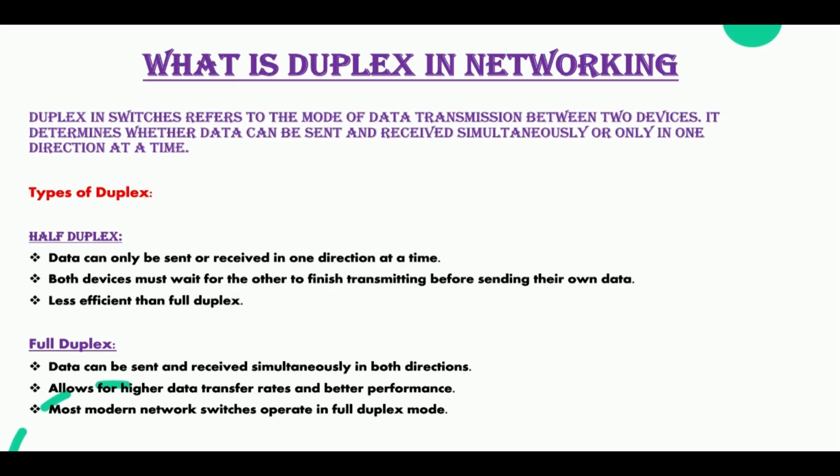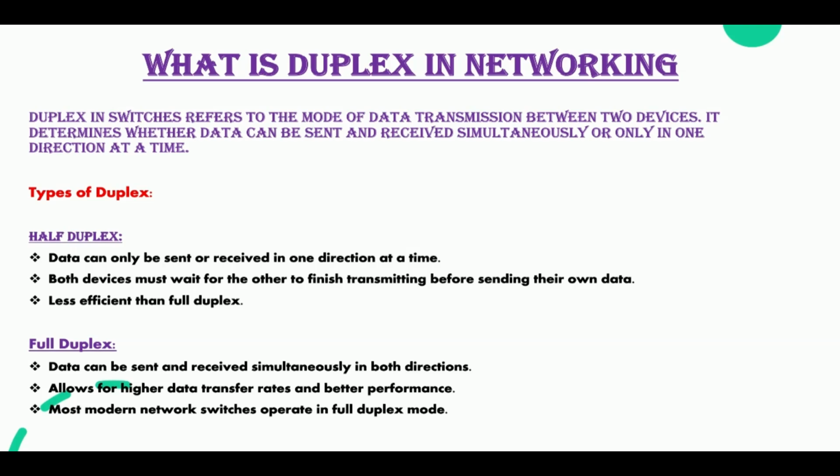What is duplex in networking? Duplex in switches refers to the mode of data transmission between two devices. It determines whether data can be sent and received simultaneously or only in one direction at a time. Types of duplex. Half duplex. Data can only be sent or received in one direction at a time. Both devices must wait for the other to finish transmitting before sending their own data. Less efficient than full duplex.